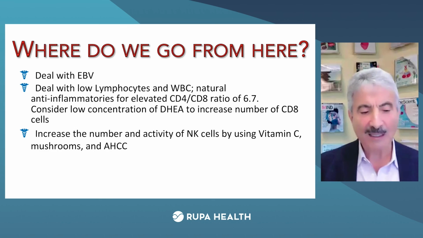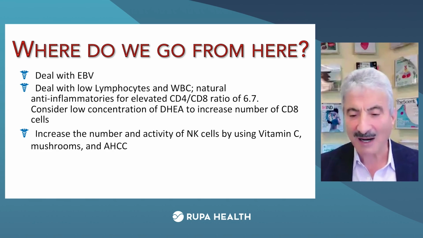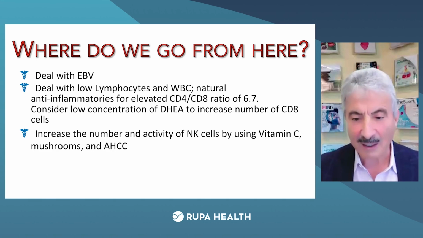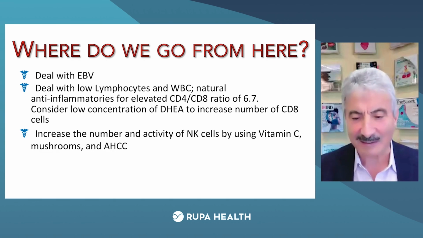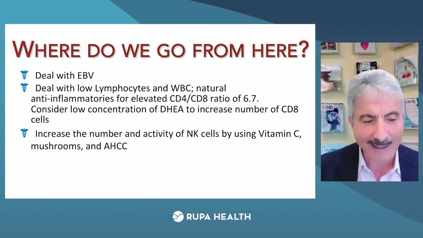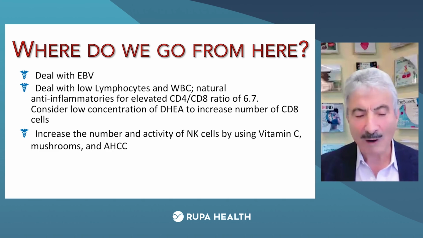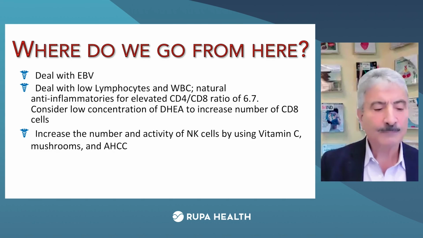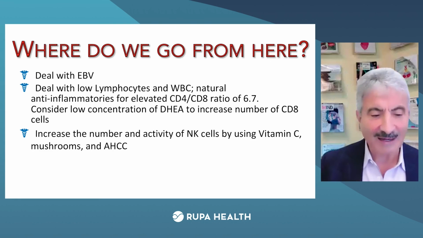And then finally, we need to increase the number and activity of natural killer cells, because natural killer cells are going to destroy viral infected cells, in this case, Epstein-Barr virus. How can we do that? Vitamin C between 500 to 1000 milligram a day, mushrooms, AHCC, astragalus, and many more.